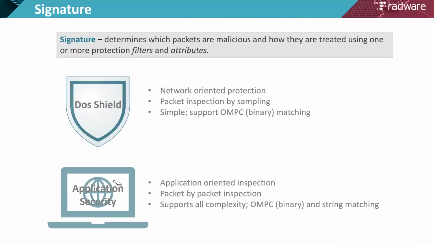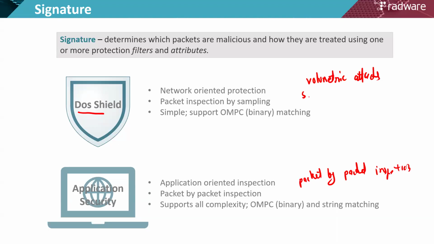We are classifying the signatures into two parts. One is the DOS Shield signatures, and the second one is your application security signatures. The difference is that DOS Shield signatures are used to protect against volumetric attacks. In application security, we are performing packet by packet inspection. And in DOS Shield, we are performing sampling.